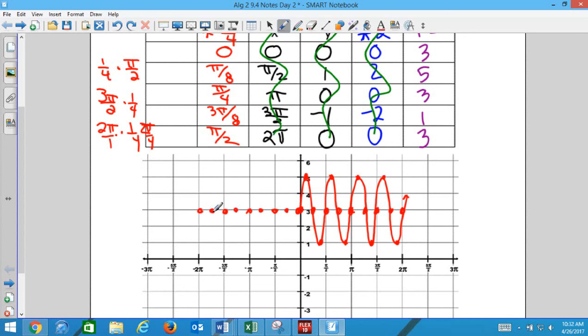You want to be careful. We don't want to mirror the points. We want to continue the pattern. So if I was up at positive pi over 8, the next one is going to be all the way down here.